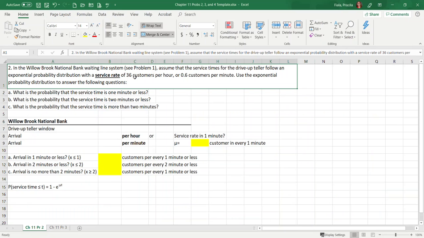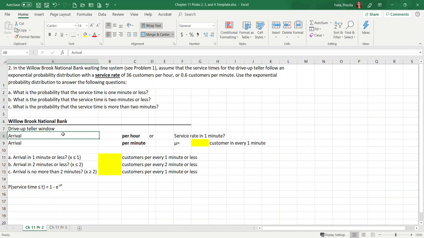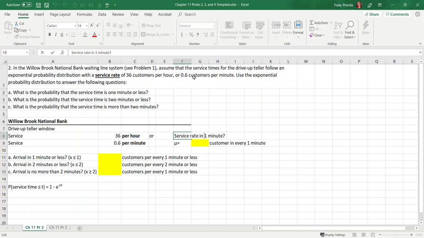So it tells you we have 36 customers per hour, service rate. Actually, here should say service. So we have 36 customers per hour or 0.6 per minute. It's the same value. They're just giving it to you in hours and minutes, which really you already have per minute. If you had it in, for example, 5 minutes, like problem 1, all you would have to do is the 5 minutes times your service rate, and then you would know it would be 3 customers every minute.